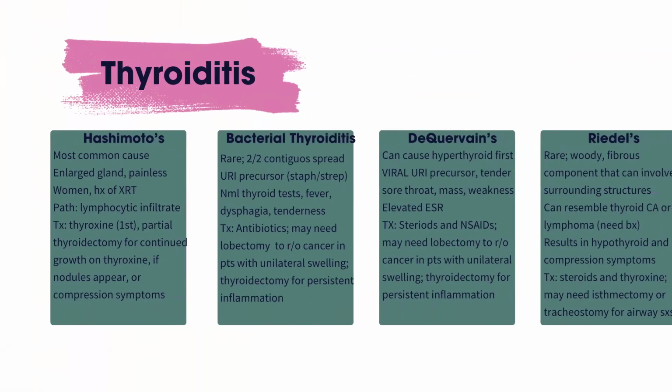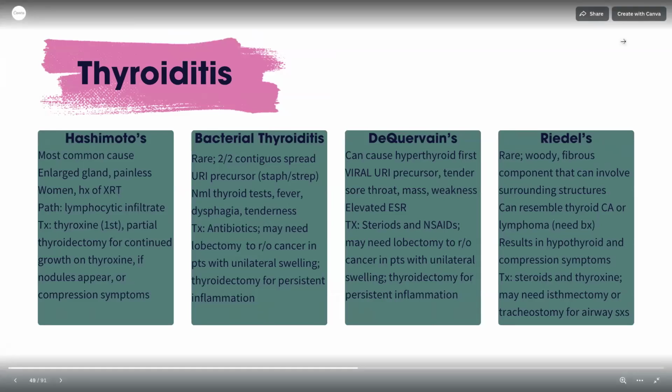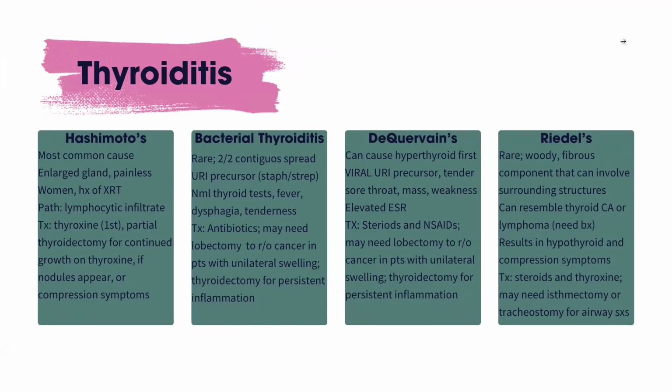Okay, thyroiditis. This is kind of low yield. The most high yield on this slide is Hashimoto's. So this is the most common cause of thyroiditis. What antibodies do we see in Hashimoto's? Yeah, so the TPO. These patients will develop hypothyroidism, enlarged glands, that's painless. It's most common in women. It can also be seen with a history of radiation therapy. On pathology, you'll see lymphocytic infiltrate. That is an important buzzword for the exam.